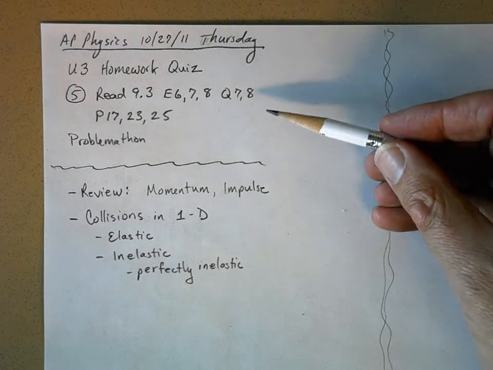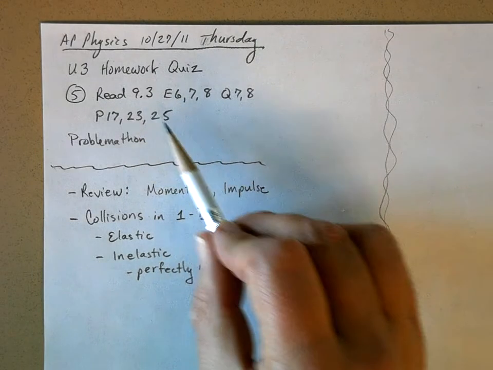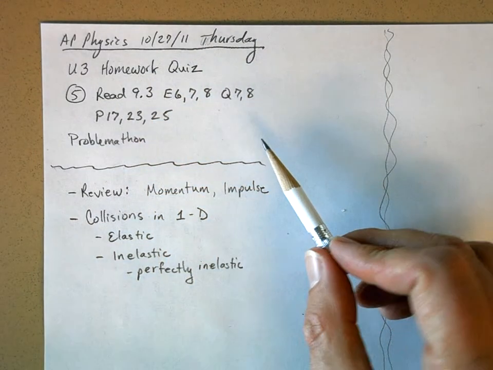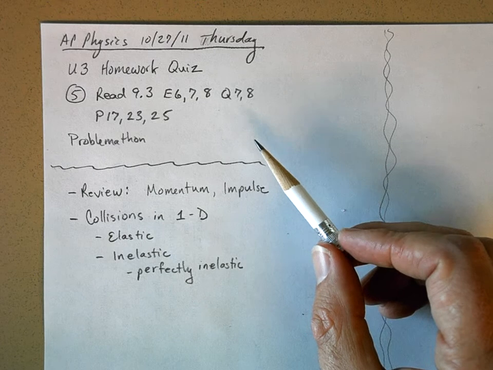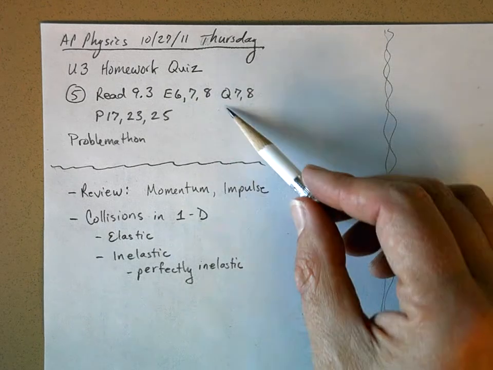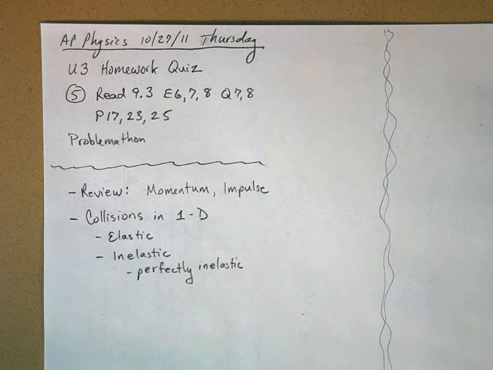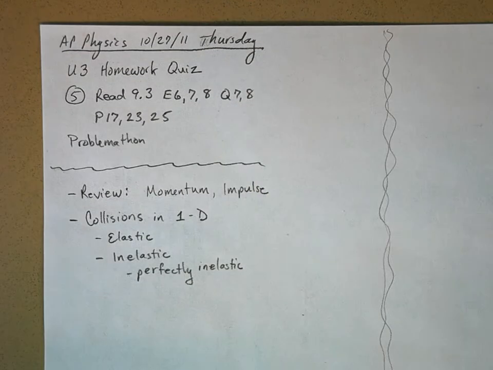then we'll start assignment 5, which is right here. I'd like you to read from chapter 9, section 3. This is all about collisions in one dimension, and do the example problems, questions, and problems that are listed here. And then you'll have the rest of the class period to do problemathon. You can work on the take-home test, work on any of these assignments. Whatever you need to do, get it done.